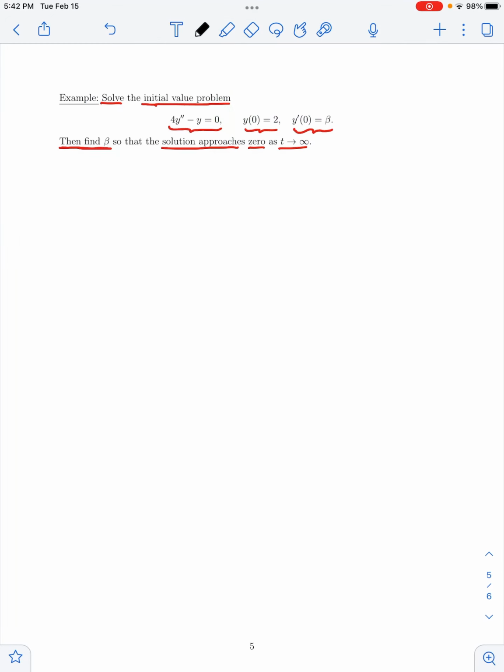So let's take a look. As soon as we see that we're working with a second order linear homogeneous equation with constant coefficients, we know that we're going to look for a solution of exponential form, something like y equals e to the rt power, which means that r has to be a root of the quadratic characteristic equation 4r squared minus 1 is equal to 0.